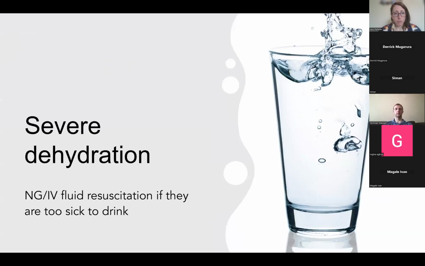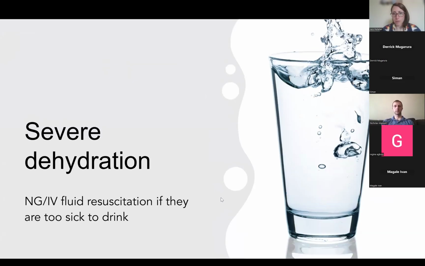Let's move on to hypovolemic shock from severe dehydration. I would love to hear in the chat whether most people are addressing this via an NG tube, giving oral rehydration solution, or whether they're moving to IV fluids right away. I think whether you do one versus the other is going to depend on your access to certain resources.